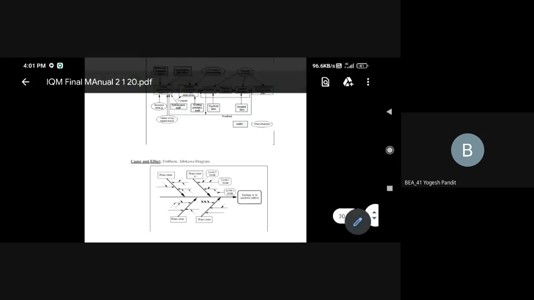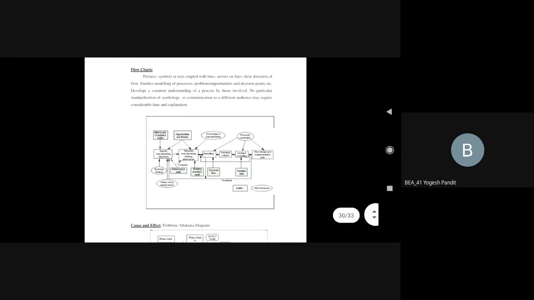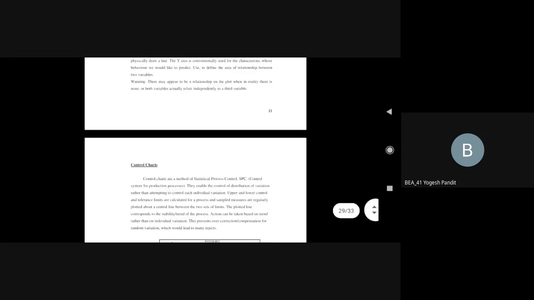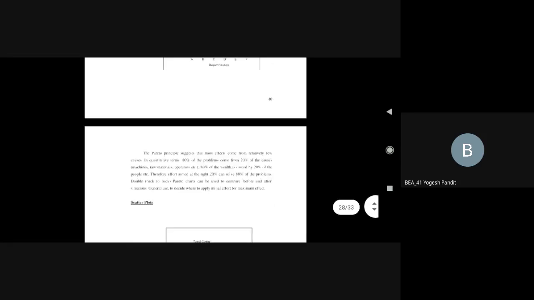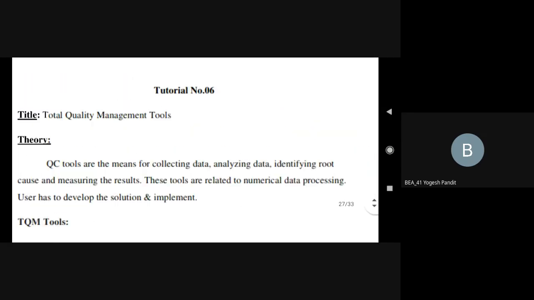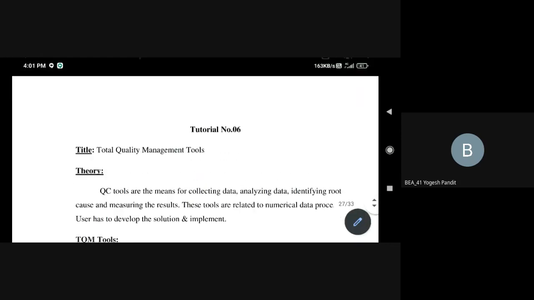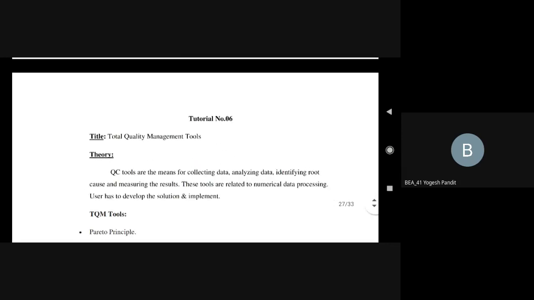These tools are important for quality control. Okay, so I hope you all have understood all the tools. This is practical number 6. So total quality management tools we have already discussed.